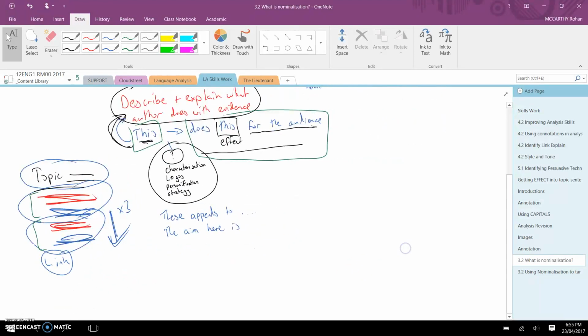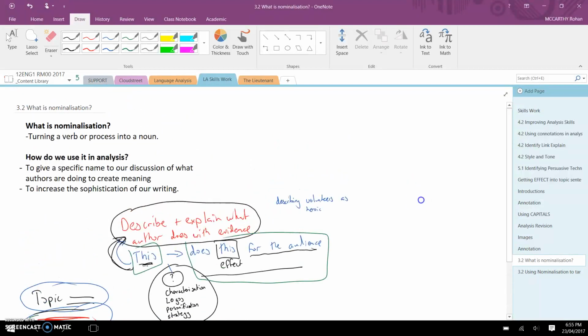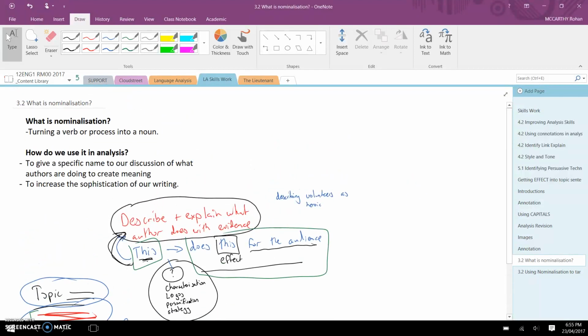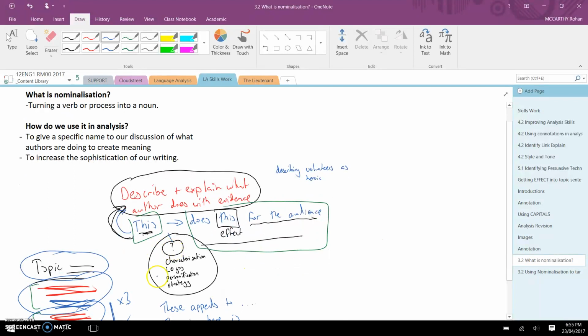So if you can get on board with nominalisation, you'll be able to up the ante in terms of the sophistication of your writing, and it also gets your marker thinking, well, this person actually really knows what they're talking about. They're using this meta language to describe or to give a name to the analysis and evidence and explanation that they're unpacking from the author's work.